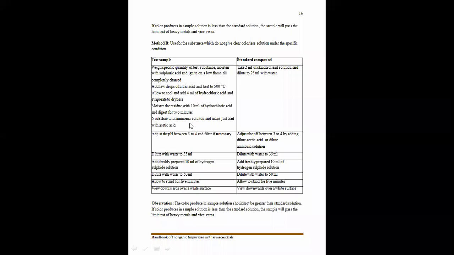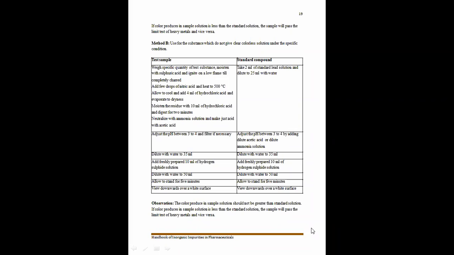Neutralize with ammonia solution. Make just acid with acetic acid. So we have to maintain the pH of the solution at 3 to 4. Then in the case of the standard solution, take 2 ml of standard lead solution and dilute it up to 25 ml with water. Then adjust the pH between 3 to 4 using either acetic acid or ammonia solution, as in the previous method A. Then dilute the volume up to 35 ml, add freshly prepared 10 ml of hydrogen sulfide solution, make up the volume up to 50 ml, keep it aside for 5 minutes and then compare the color produced by the test solution with that of the standard solution.